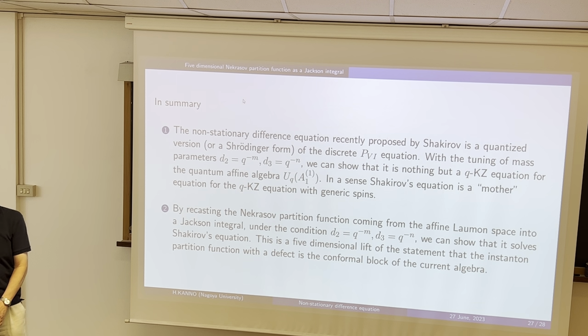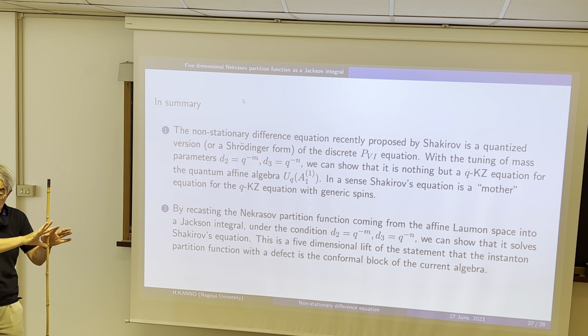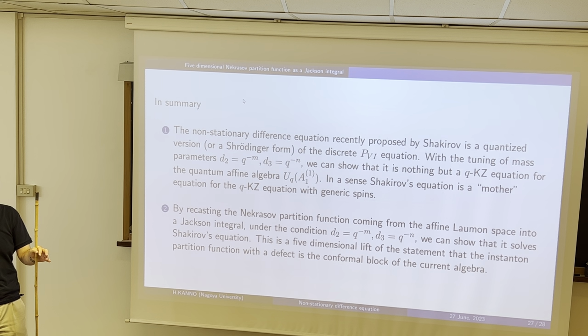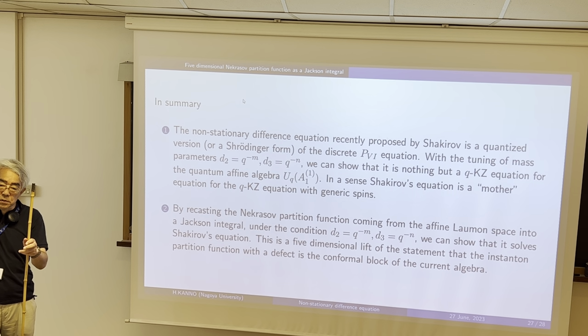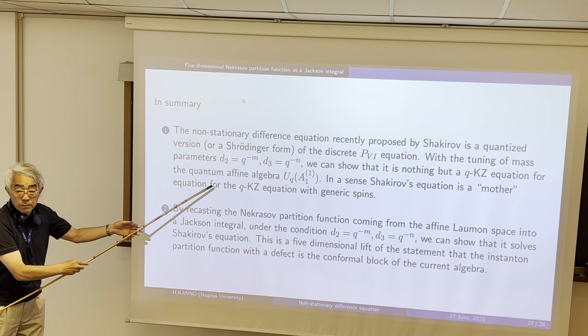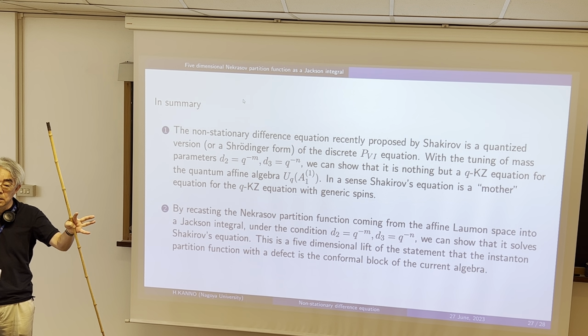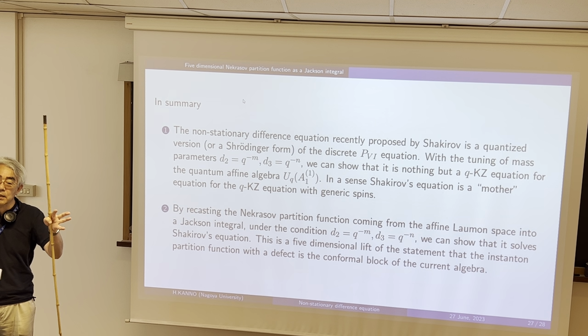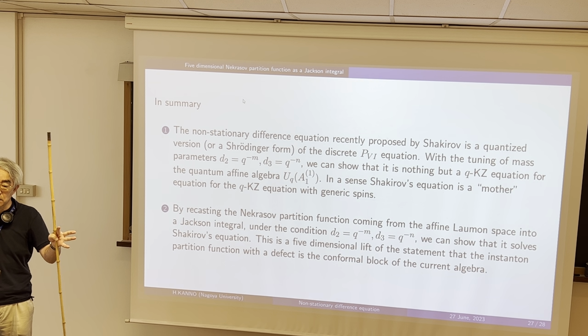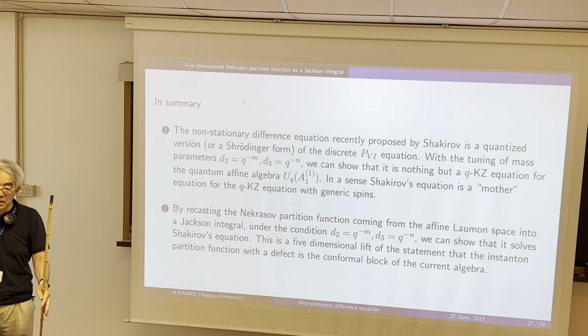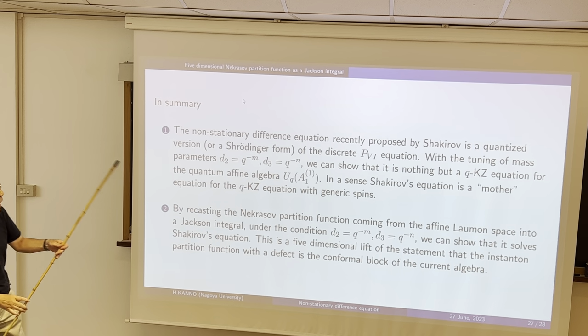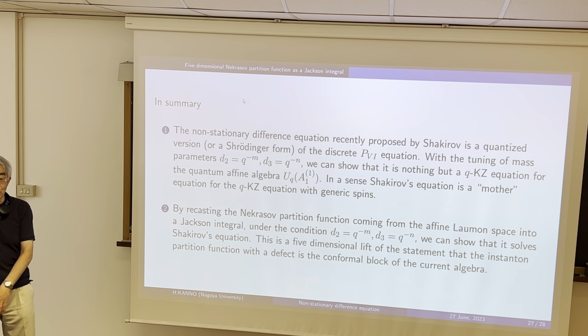Yes? About generic spin, you specify mass parameters, yeah? So this is the KZ equation for the current block. But there are two free mass parameters, right? D1 and D4. And that defines generic spin for the in-state and out-state. But the QKZ equation is for how many points? Four-point function. So two fields are specified, two intermediate states are restricted by this, and the in-state and out-state are arbitrary. Usually both in and out are related to some integrable highest weight, but here that is not necessarily integral. And if we didn't impose this condition, all the highest.